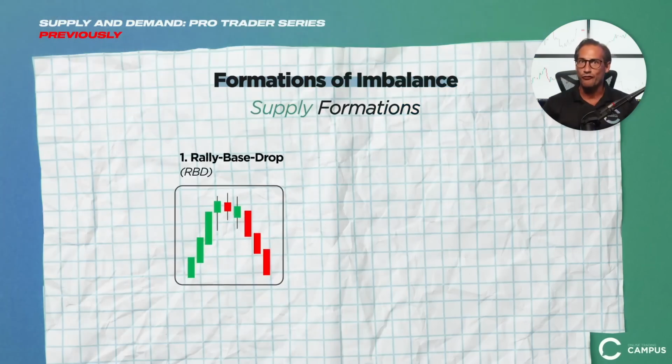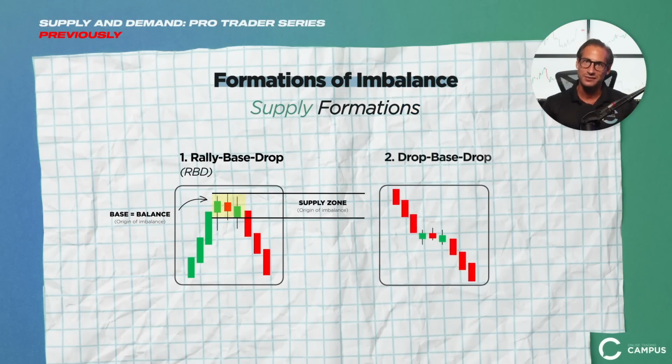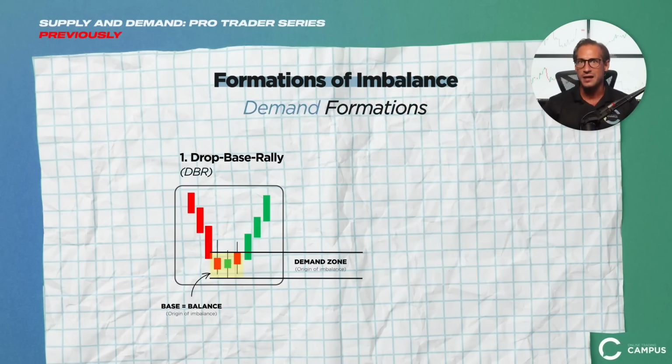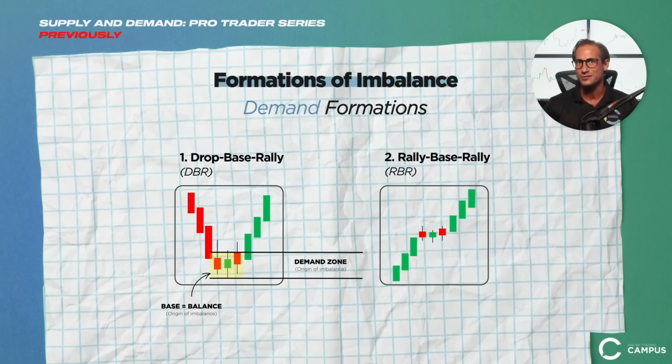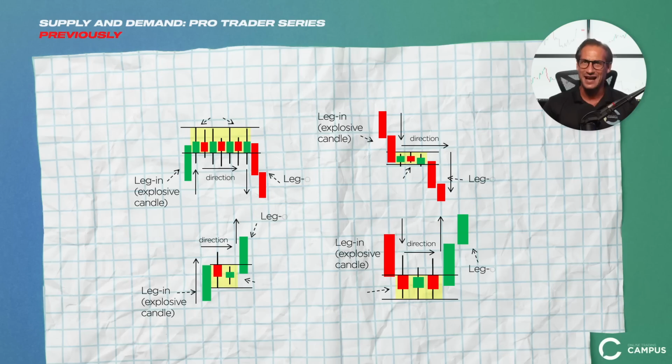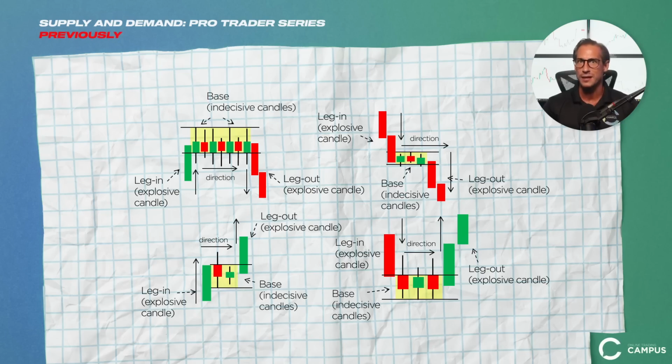We discussed the 4 supply and demand formations: the rally-based drop and the drop-based drop. Those are the supply formations. And then we have the rally-based rally and the drop-based rally. Those are the demand formations. We also discussed how the leg out should be an explosive candle. And you can already tell how the base consists of mainly indecisive candles. Very straightforward stuff so far.